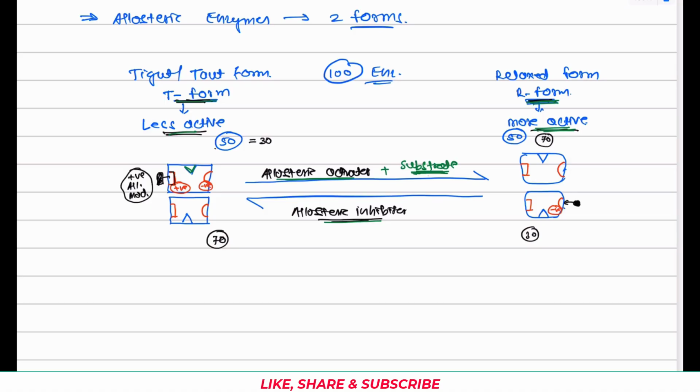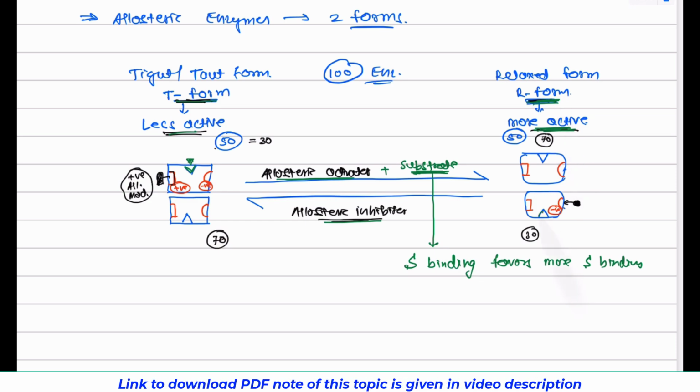From the other angle, you can say that substrate binding favors more substrate binding, right? See what happened. Suppose here the substrate binds. So what will happen? Now this enzyme will be converted to the more active R form. So now this other active site will bind more substrate, right? So substrate binding favors more substrate binding. And this is called a homotropic effect.